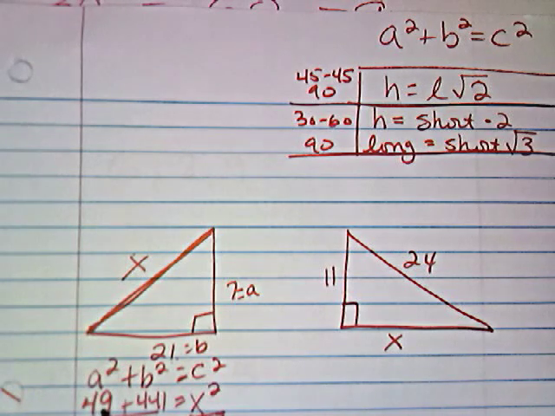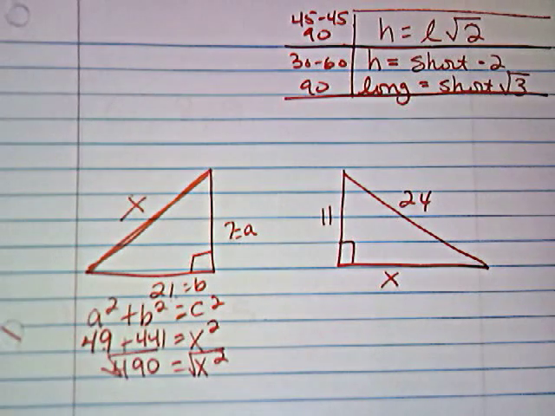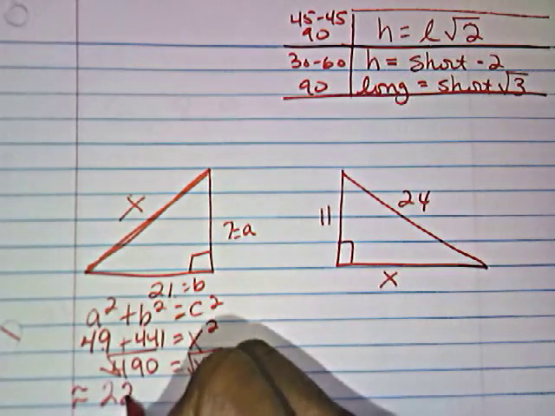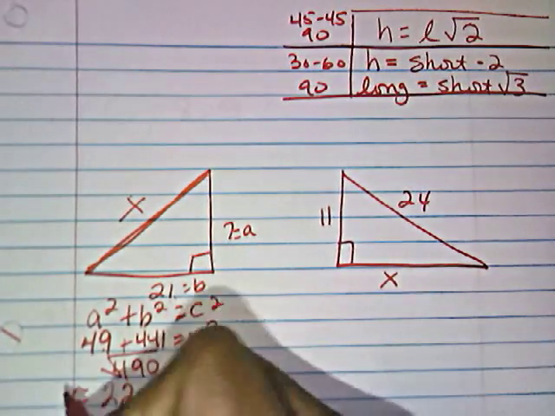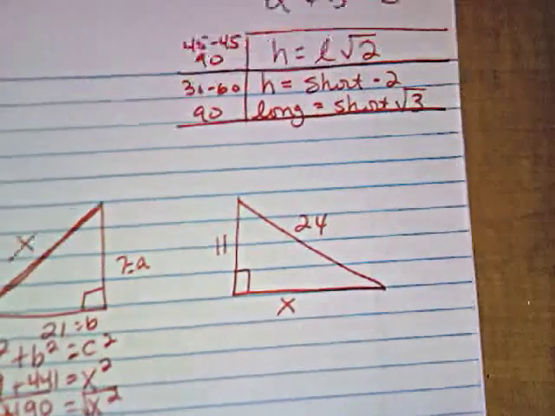7 times 7 is 49. B squared is 21 times 21 is 441. That added up there to 490. And now I need to find the square root of that. Let me get my little calculator out here. And the square root of 490 is, I'm going to round it to 22. Sorry, it actually goes on this side. Estimated there.